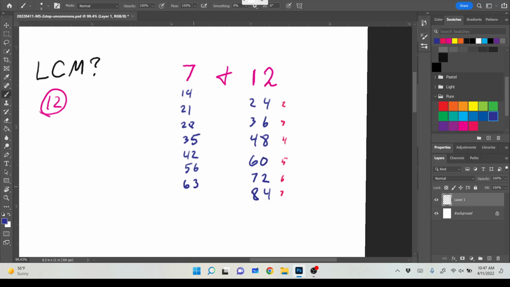63 times 10 would be what? 63 times 10, that'd be 630. But 7 times 10 is what? 70. And then 84. So what's the least common multiple between 7 and 12? 84.